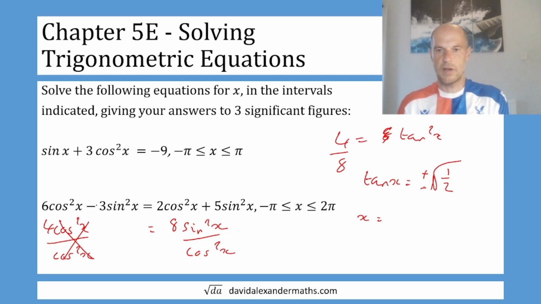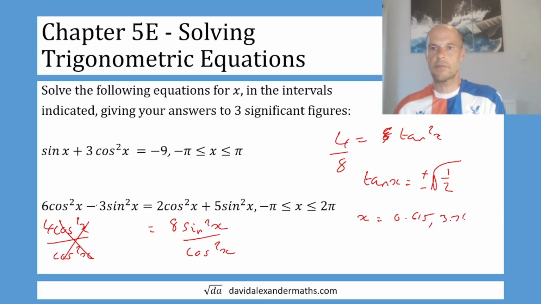So the square root of 0.5 is whatever. Inverse tan that answer, I'm getting 0.615, plus pi, 3.76, plus pi, 6.89. Now I have a feeling that that might be above our upper limit.